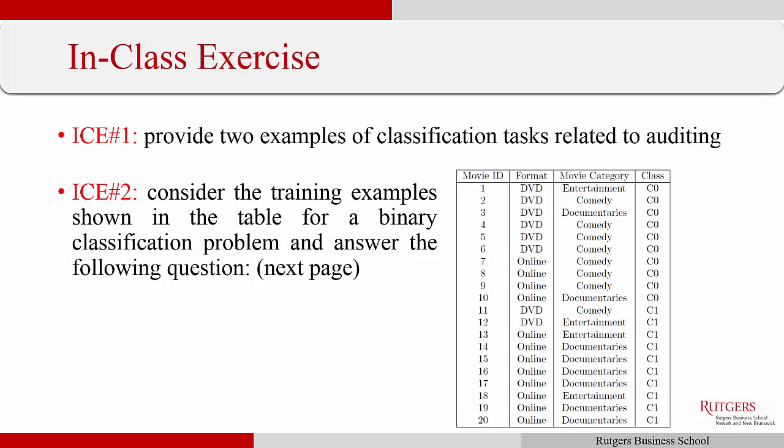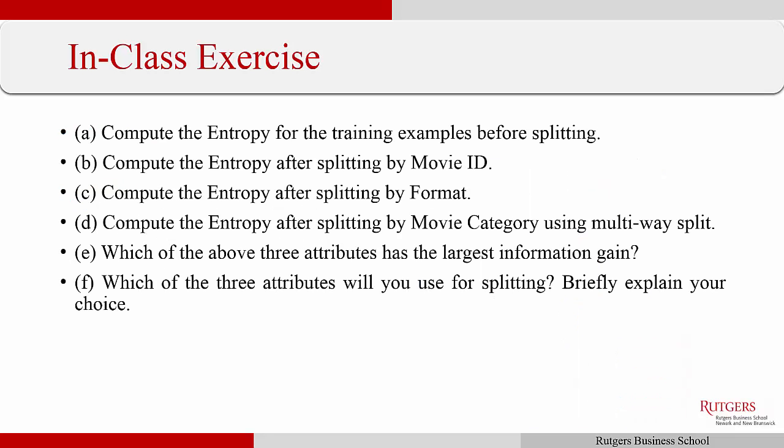Okay, the last part is some in-class exercises. I provide two. The first one is to provide two examples of classification tasks related to auditing. And the second in-class exercise is to consider the training example shown in the table for a binary classification problem and answer the following questions. I think this question should not be difficult for you if you understand how the decision tree works, how the decision tree is built, and how we can apply the decision tree.